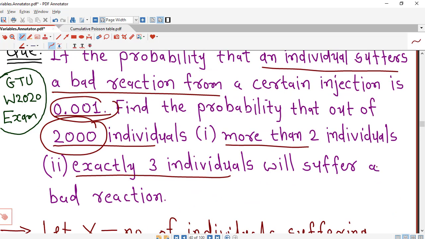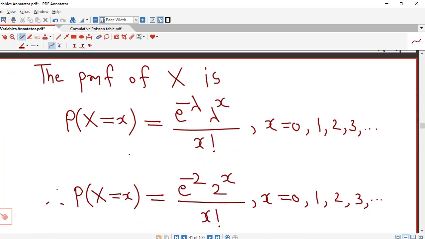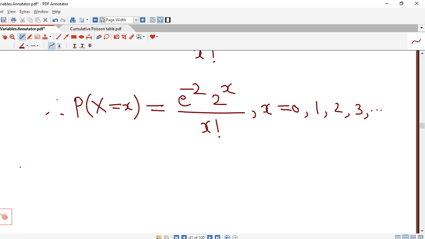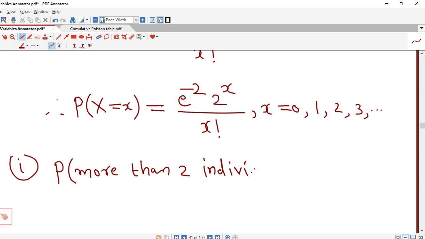So in first part we are asked to find out probability of more than 2 individuals, that is value of small x is greater than 2. Probability that more than 2 individuals suffer a bad reaction.